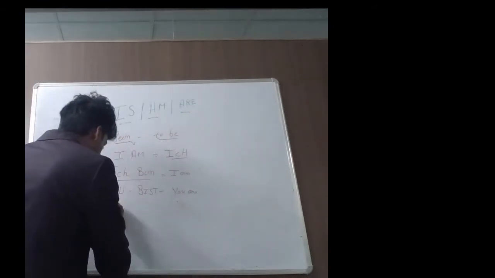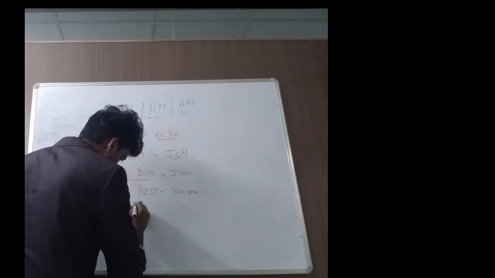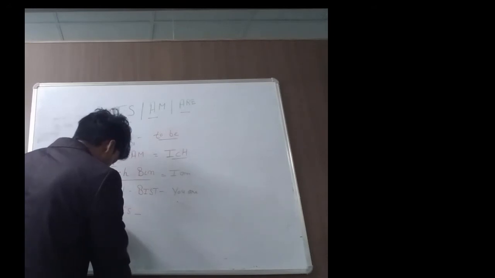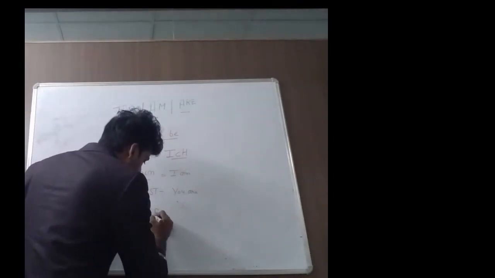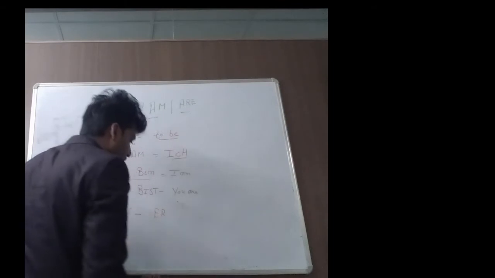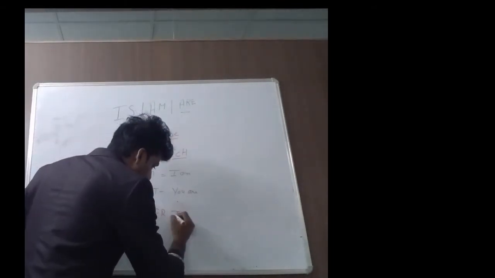Okay, we can apply like this. Then we have he is, she is. He, basically in German, is er. My R sound is A, that's why it's "er." Okay. Er ist.